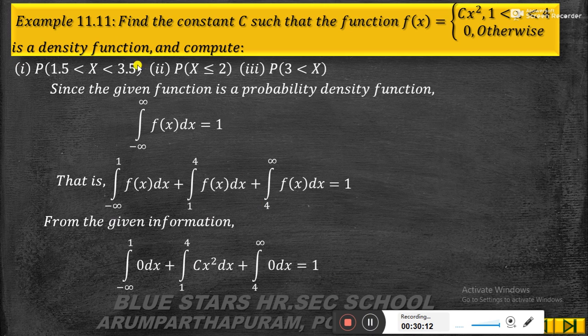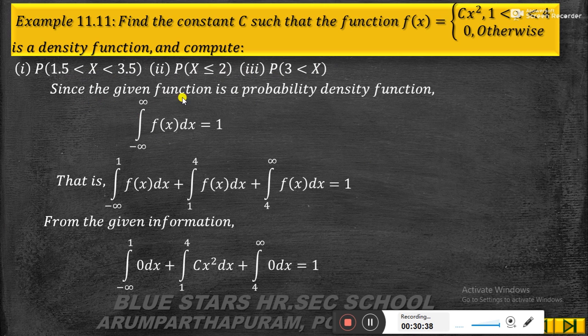Now we discuss example 11.11. Find the constant c such that the function f of x equals c x square for 1 less than x less than 4, and 0 otherwise, is a density function, and compute: one, probability of 1.5 less than x less than 3.5; two, probability of x less than or equal to 2; three, probability of 3 less than x. Now we will calculate this probability.